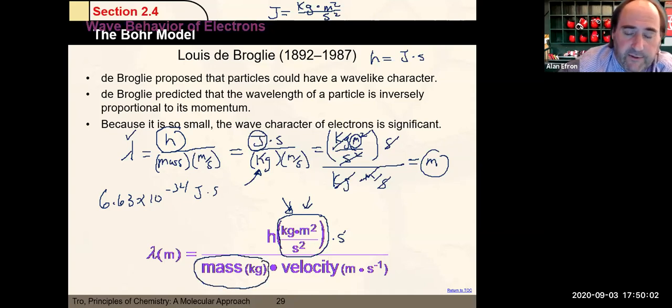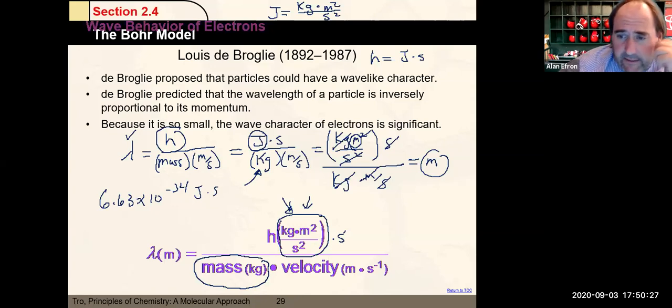You need to make sure that when you use the de Broglie wavelength, really the only thing that you have to worry about is the mass needs to be in kilograms and the velocity needs to be in meters per second. And it's really just so that everything cancels out correctly. Again, if you don't have those units, things will not cancel out correctly and you will be off.